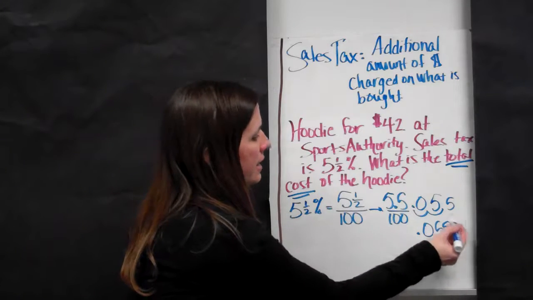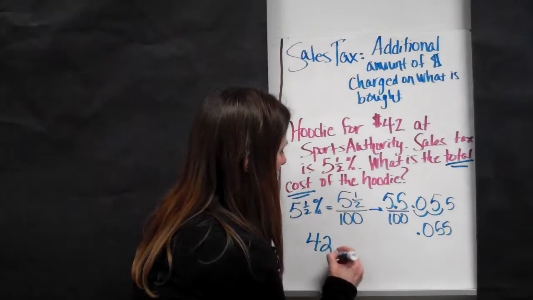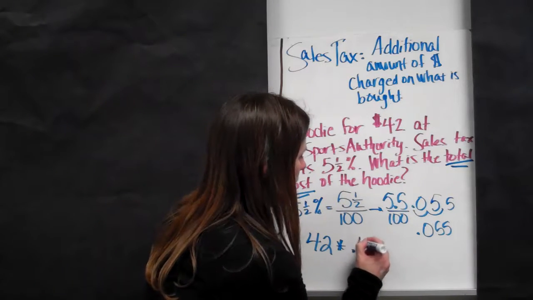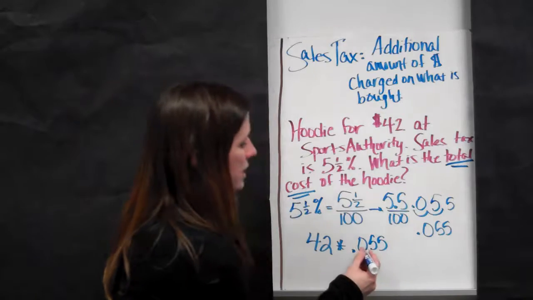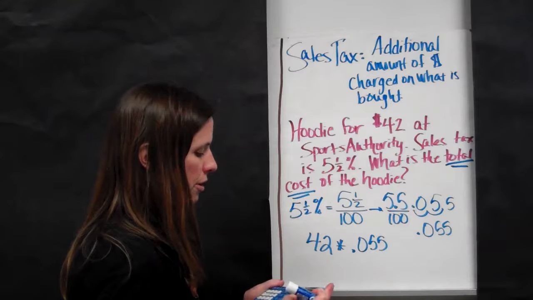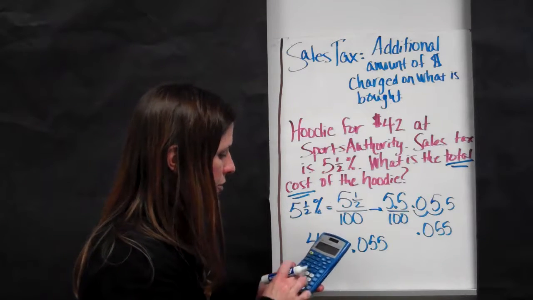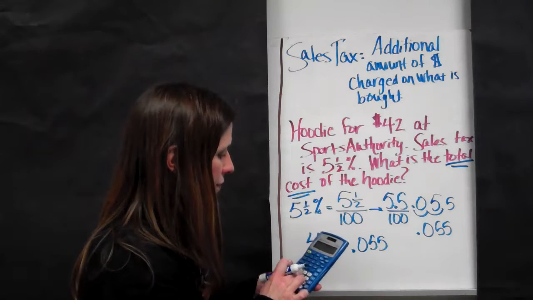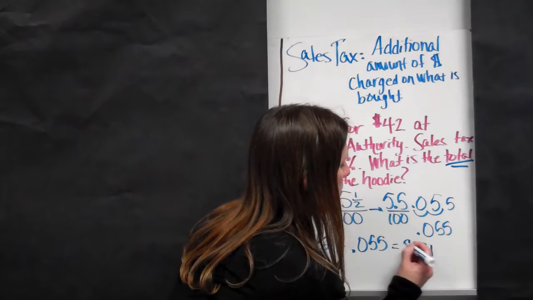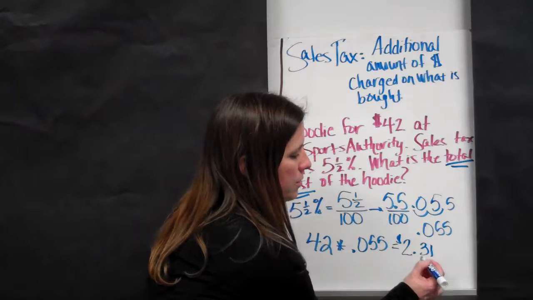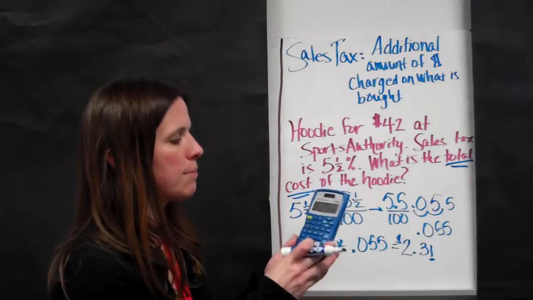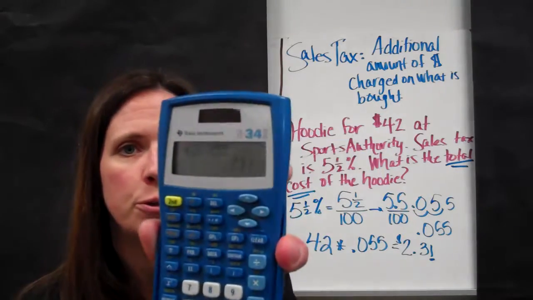Okay, so you're going to take that tax, multiply it by your dollar amount, which is $42 times 0.055, and you're going to use your handy-dandy calculator for that, of course. So we're going to do $42 times 0.055, and that is $2.31. Remember, we're dealing with money here. Okay, so we're going to round to the hundredths place. That's 2 places after the decimal, but this came out to be equal to 31.